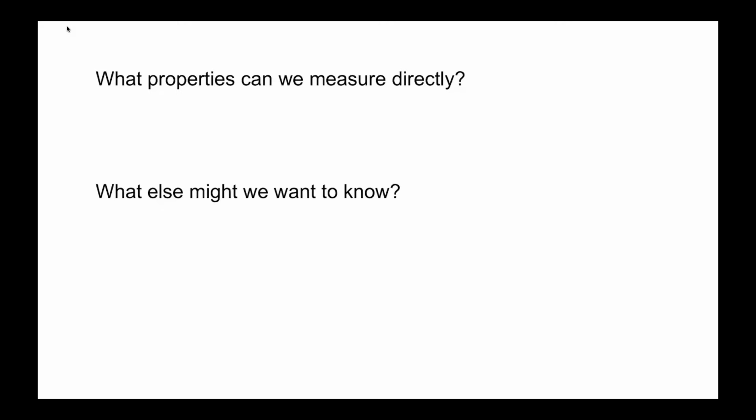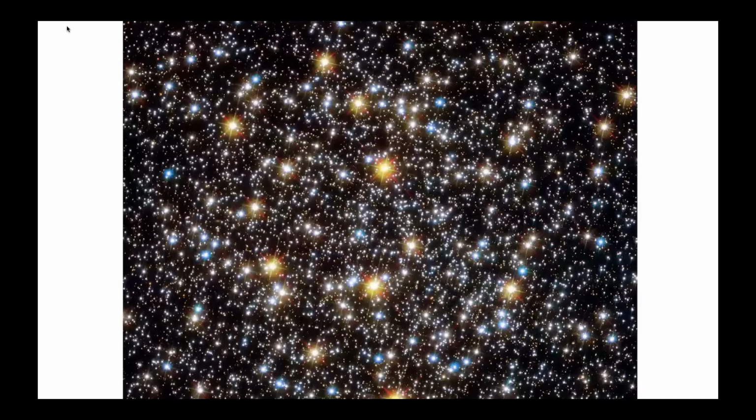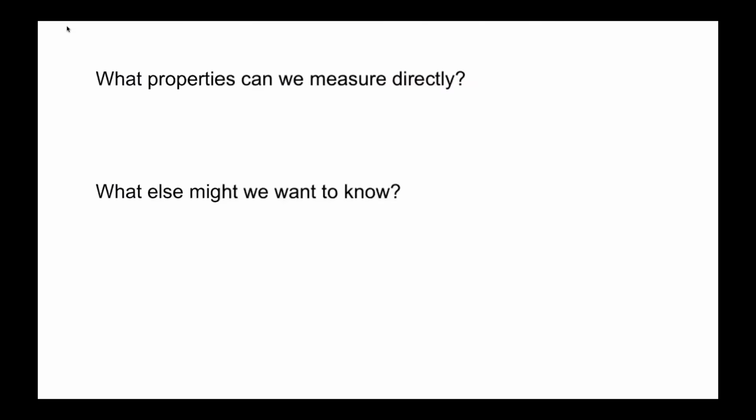What properties of these stars, again, looking back at this picture, can we measure directly? And what can't we measure directly, but might we want to know? So let's think about that first question first. What properties of these stars can we observe directly? There's really only three of them that we can measure directly from this image. Let me just write them down quickly. What can we measure directly?